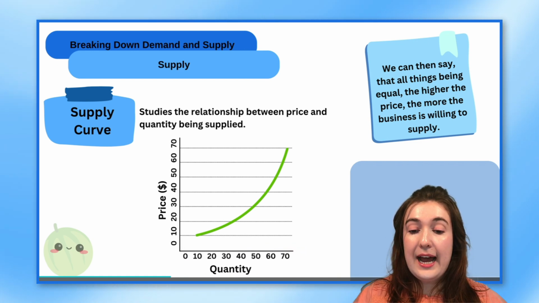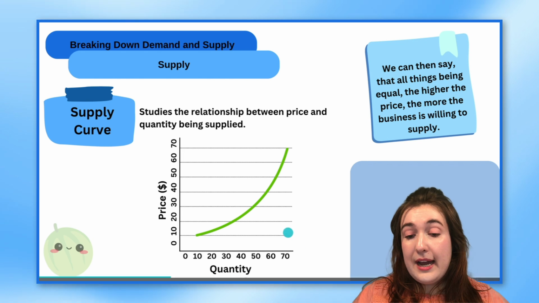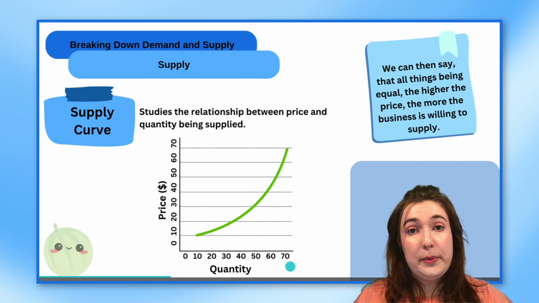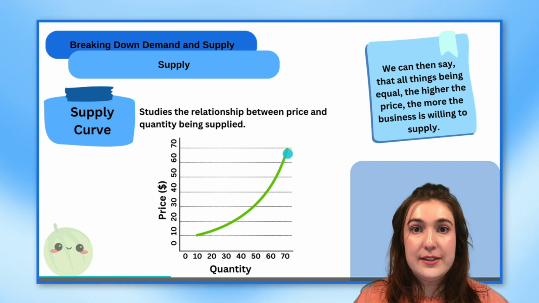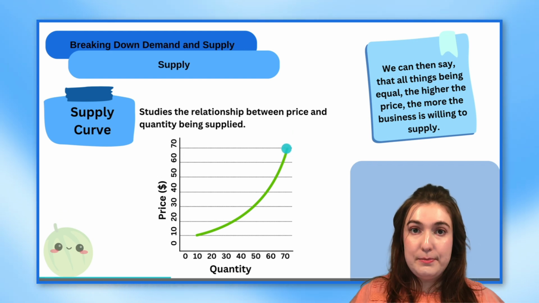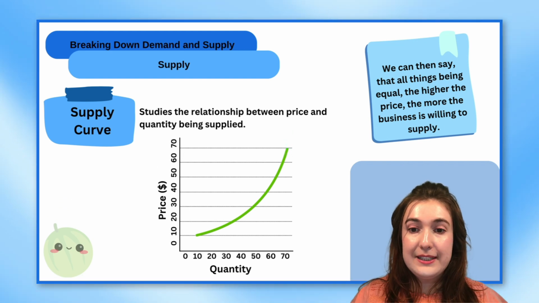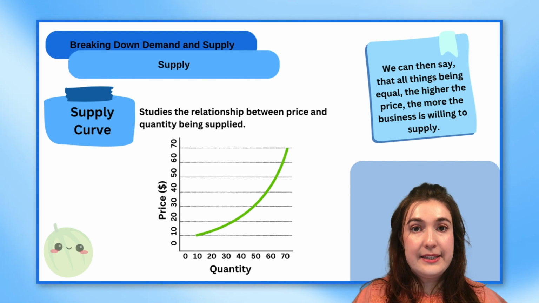If you're saying that I'm going to be supplying 70 blueberries in one go and I can charge that at $70, I would go for that. As a business owner, you want to be making more profits. So it logically makes sense.